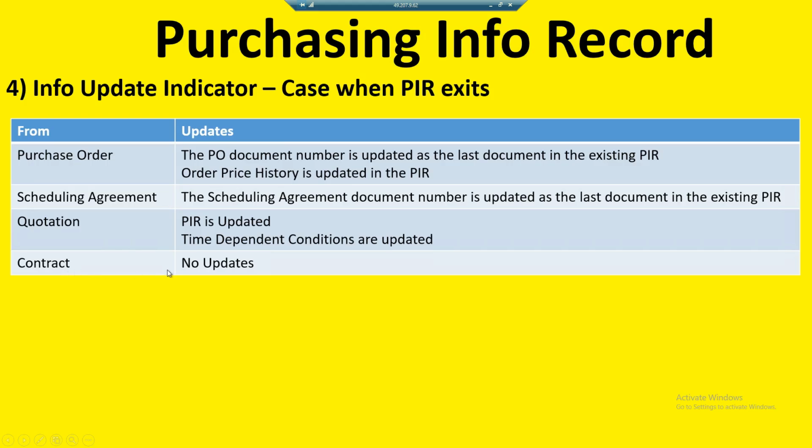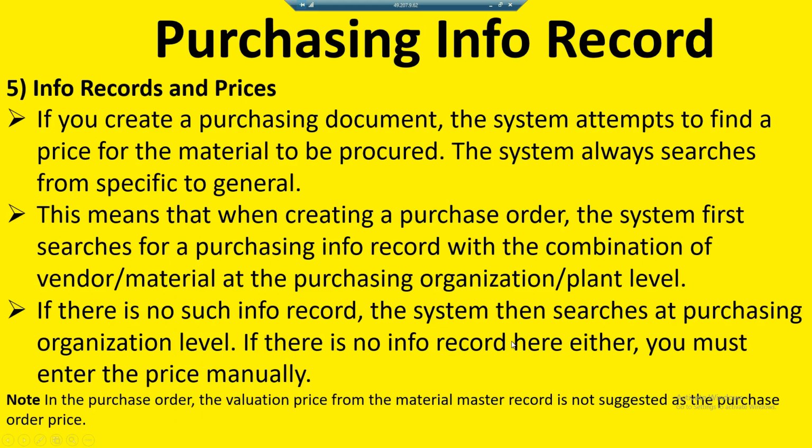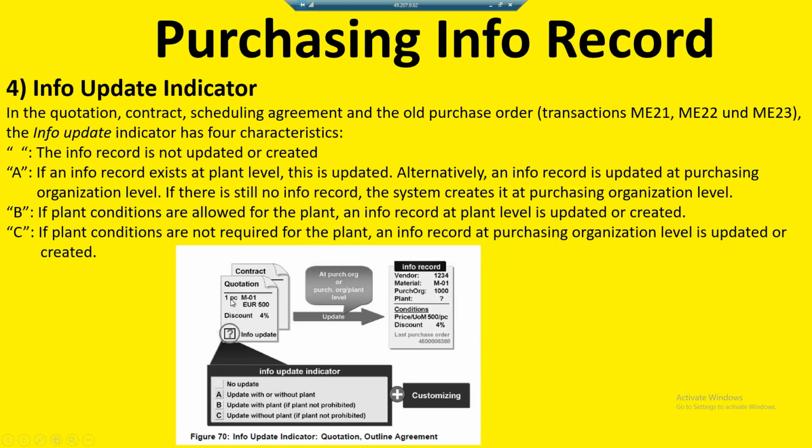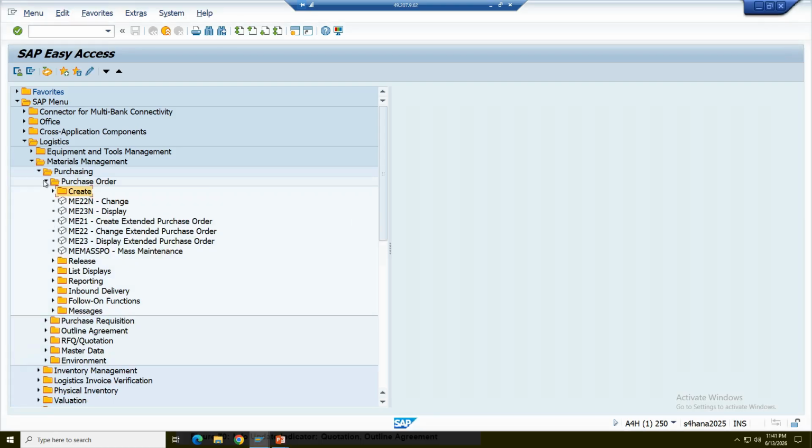If you are updating from contract, no updates. For purchase order, it is simply a checkbox. For scheduling agreement, quotation and contract, it is like this: blank, no update; update with or without plant; update with plant, if plant not prohibited; update without plant, if plant is not prohibited. Plus customizing setting. What are the customizing settings? I'll show you. First, I'll show you how the contract will show, demonstrate. Okay, let me demonstrate that.